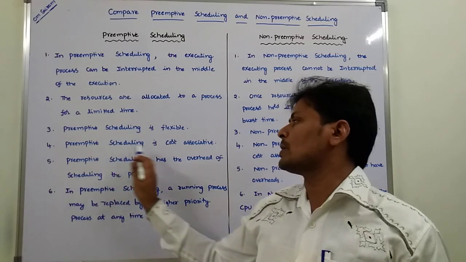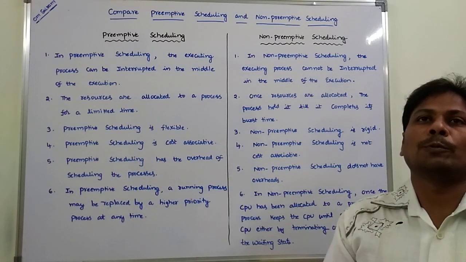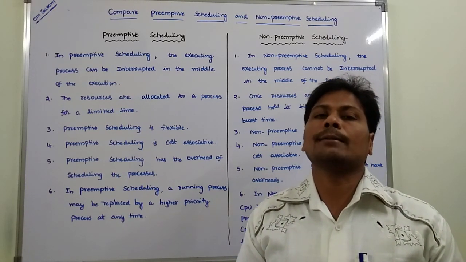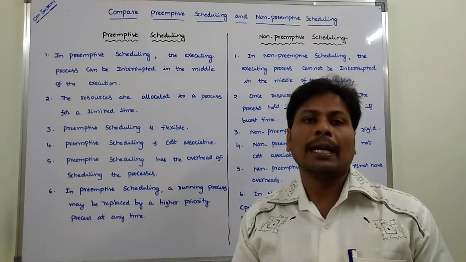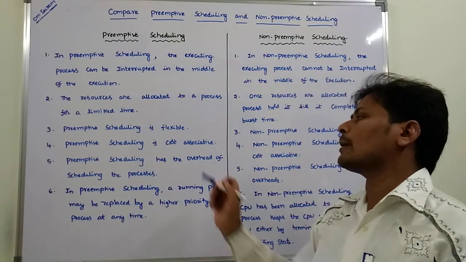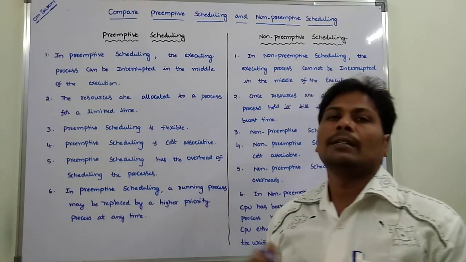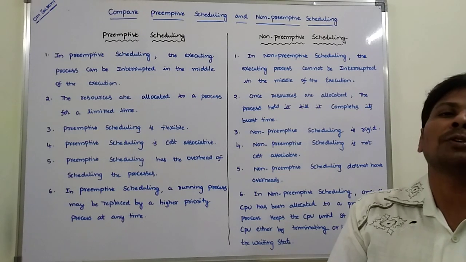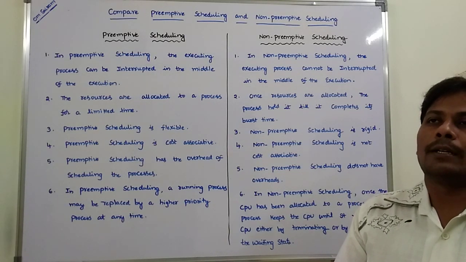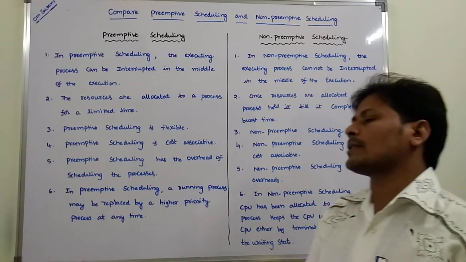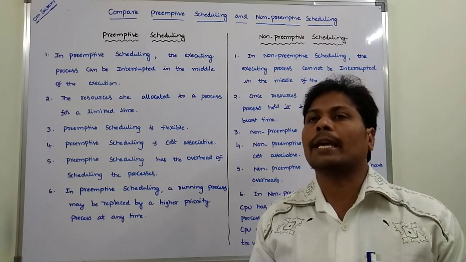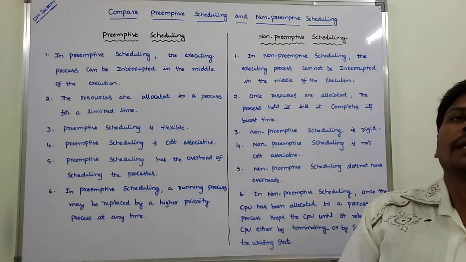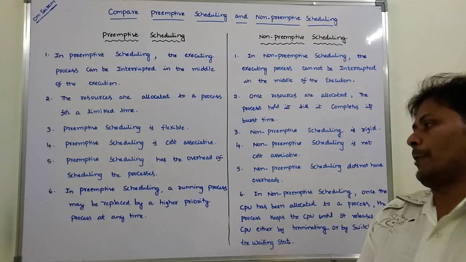Next, preemptive scheduling is cost associative. Preemptive scheduling requires more cost, whereas non-preemptive scheduling is less costly, because in preemptive scheduling process switching can be done more, whereas in non-preemptive scheduling process switching cannot be done. Because of that, preemptive scheduling is cost associative, whereas non-preemptive scheduling is not.